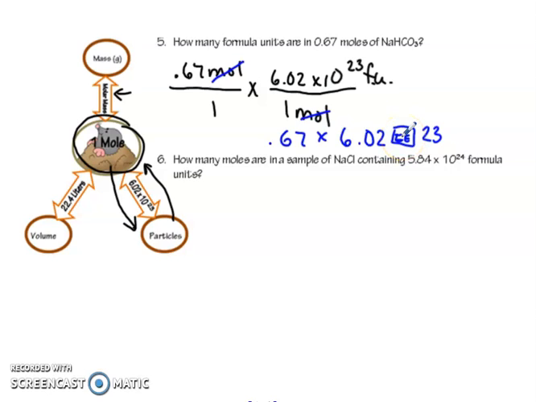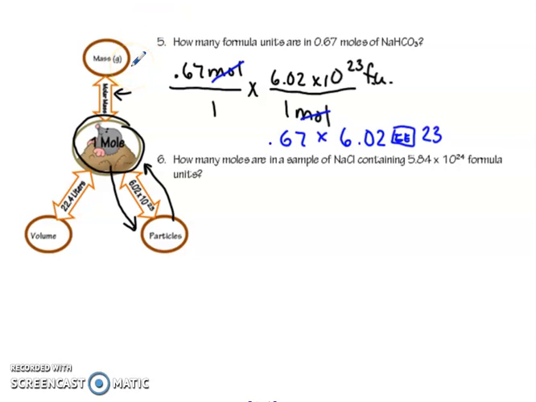So let's go ahead and punch that in here. 0.67 times 6.02, EE 23. Notice that it only has one E in your display when you write it out. That's great. Did you get 4.0334 times 10 to the 23rd power? Because that's what we should have gotten.